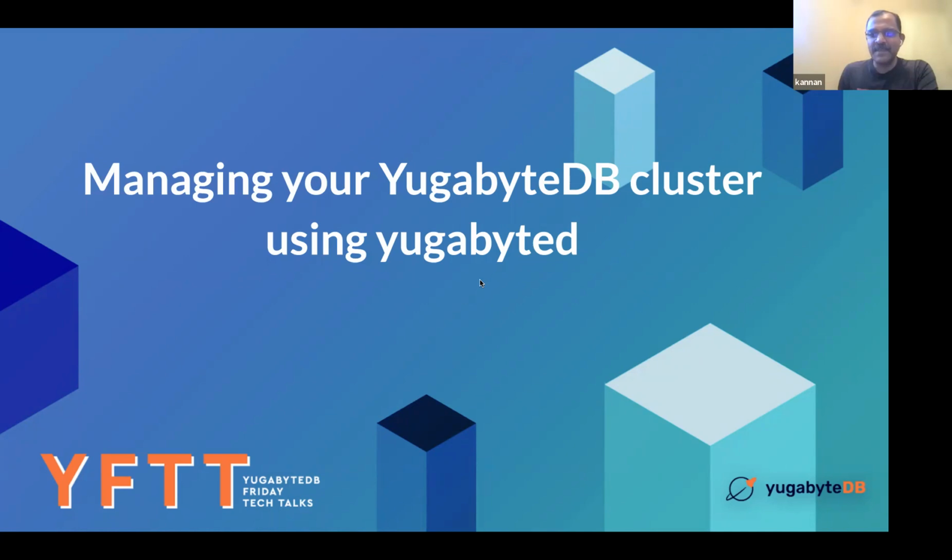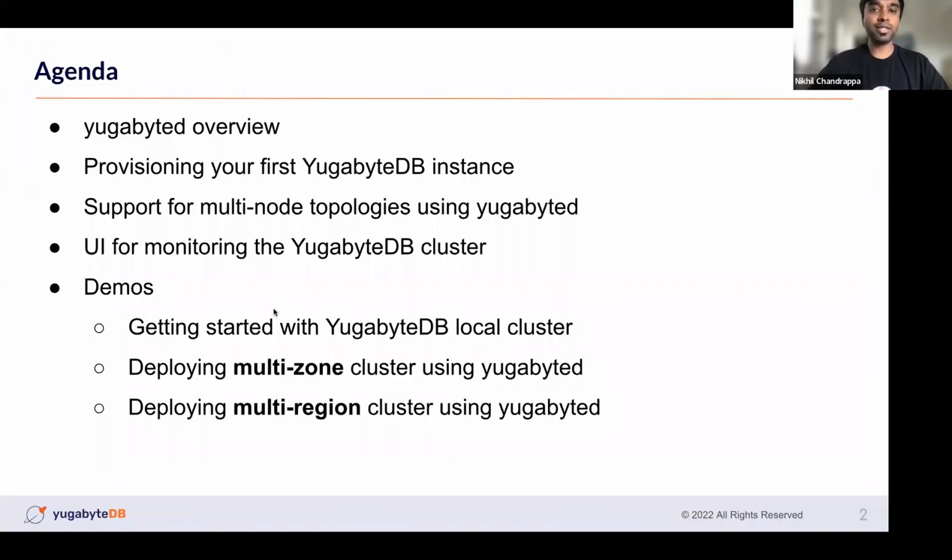In today's agenda, we are going to do an overview of the YugabyteD service, like what the architecture of YugabyteD itself is and how you interact with the YugabyteD service. Then we move on to how you provision a YugabyteDB instance on your local nodes, and then we graduate to more interesting multi-node topologies that we can do in YugabyteD. Along the way, we have a few demos, and we're going to end with a YugabyteD UI demo, which you can use for monitoring and managing your YugabyteDB cluster.